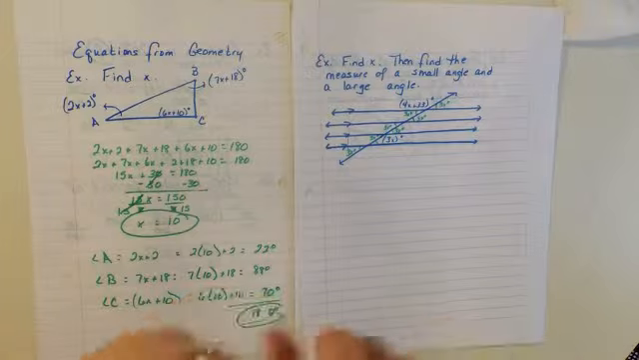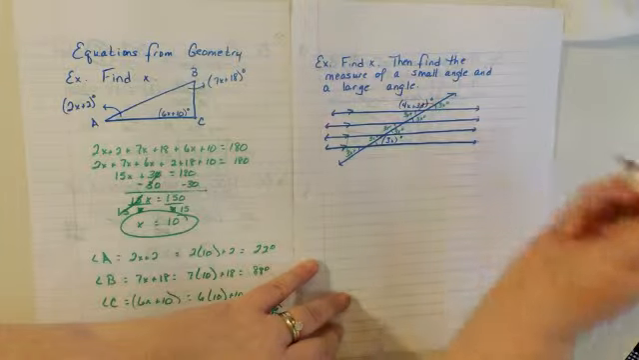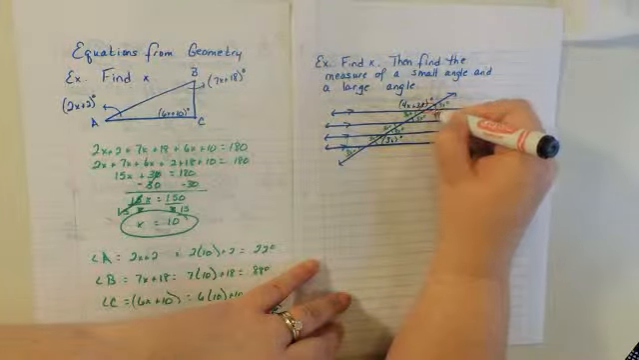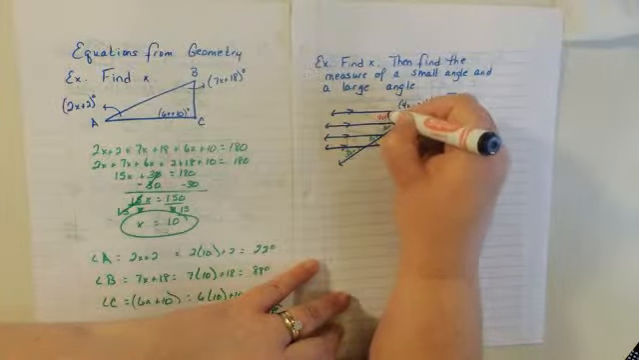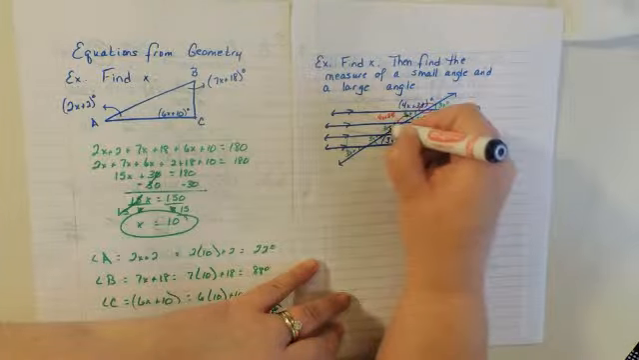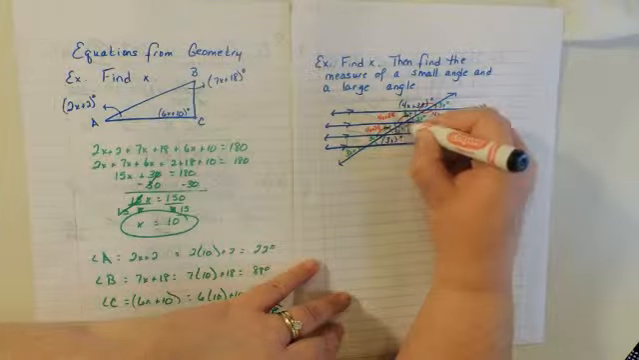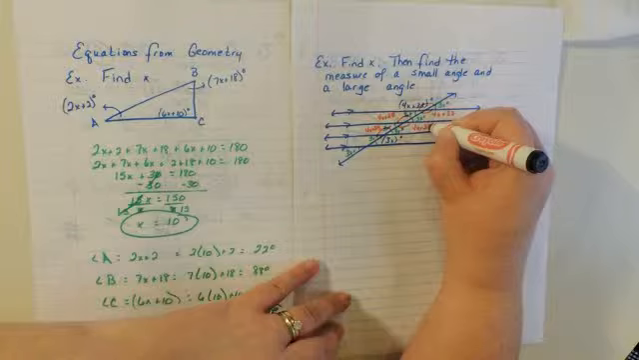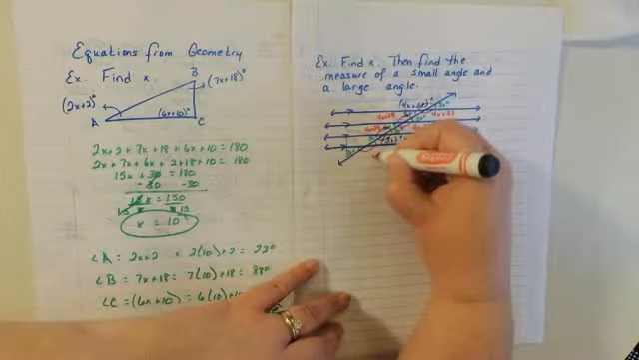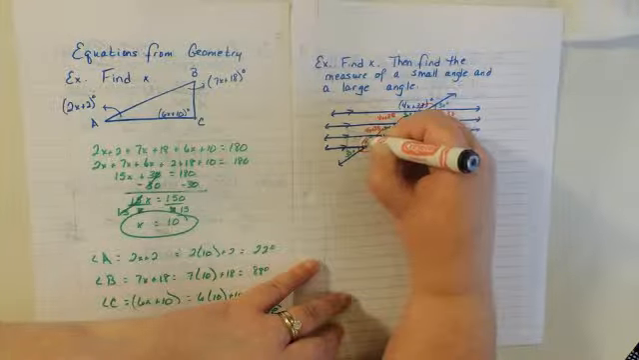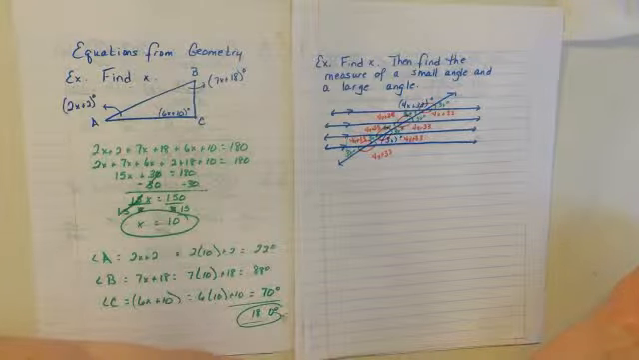Right? Alright, let's use a different color. This big angle is 4x plus 33. That means this big angle is also 4x plus 33, and so are all of these big angles. Right?